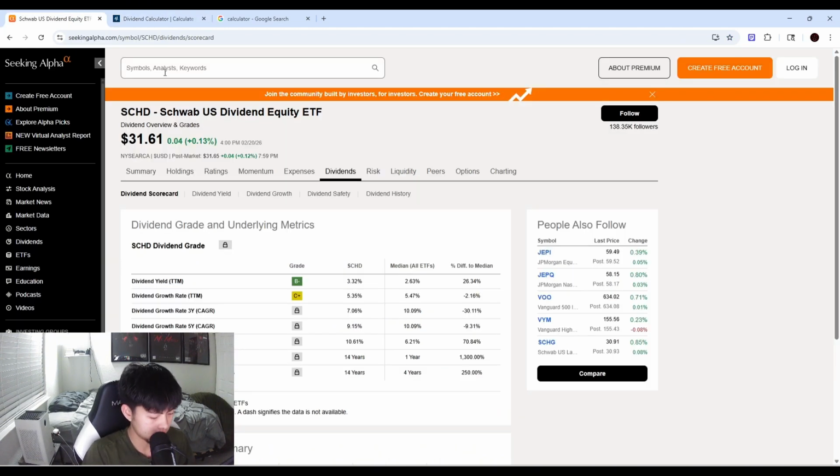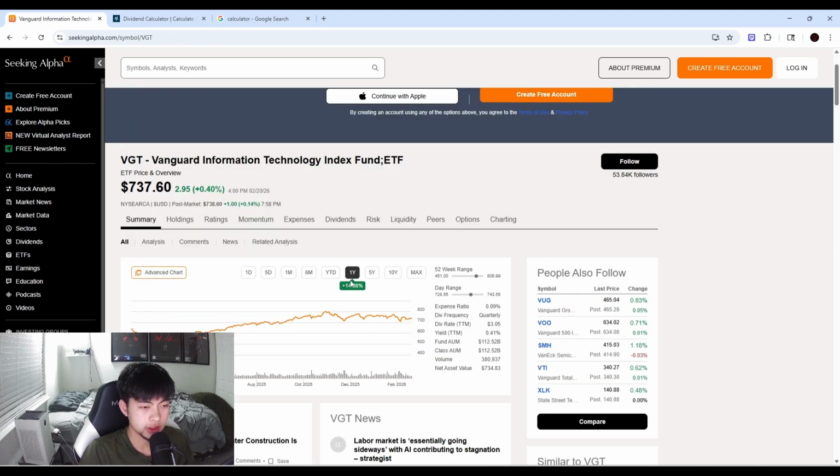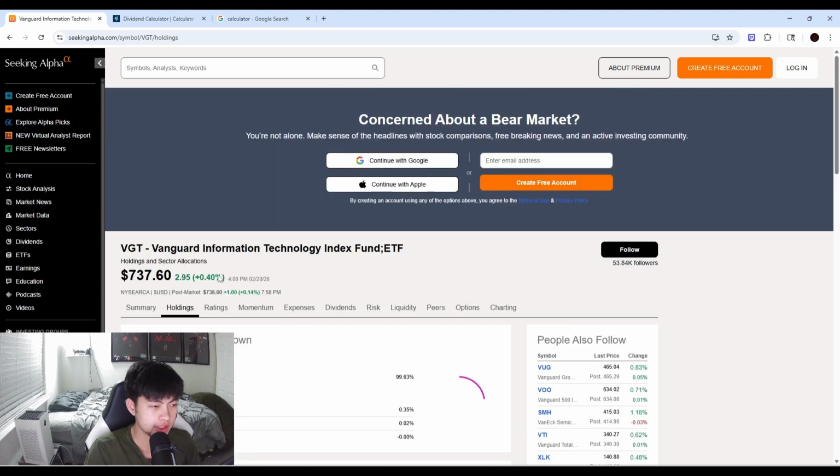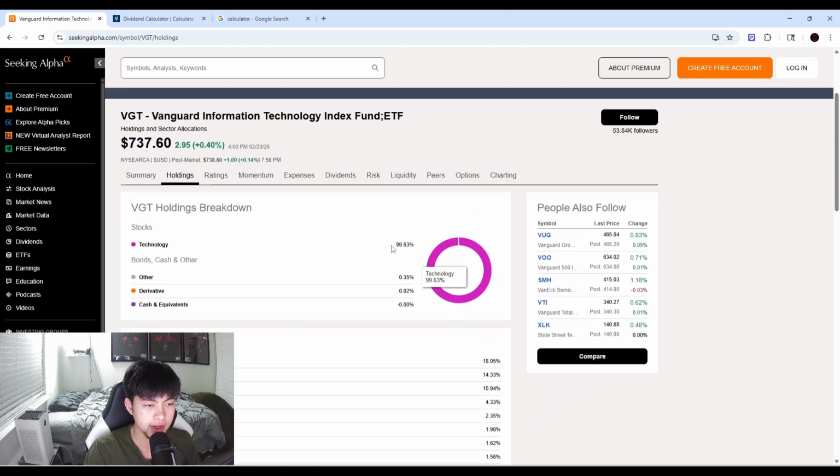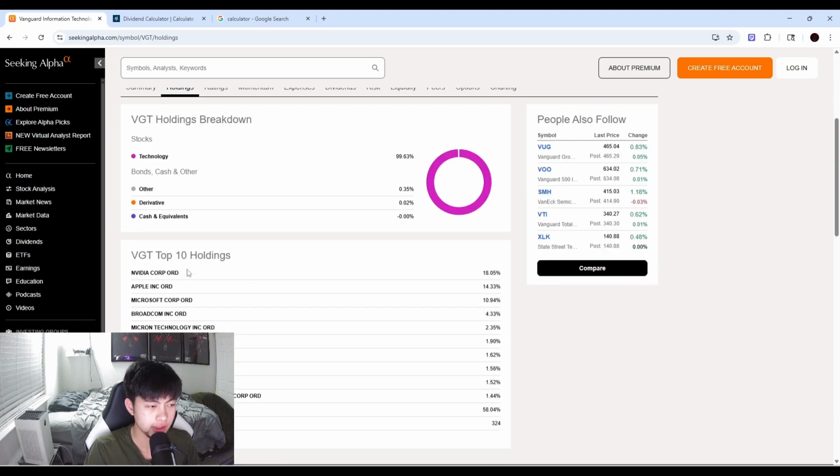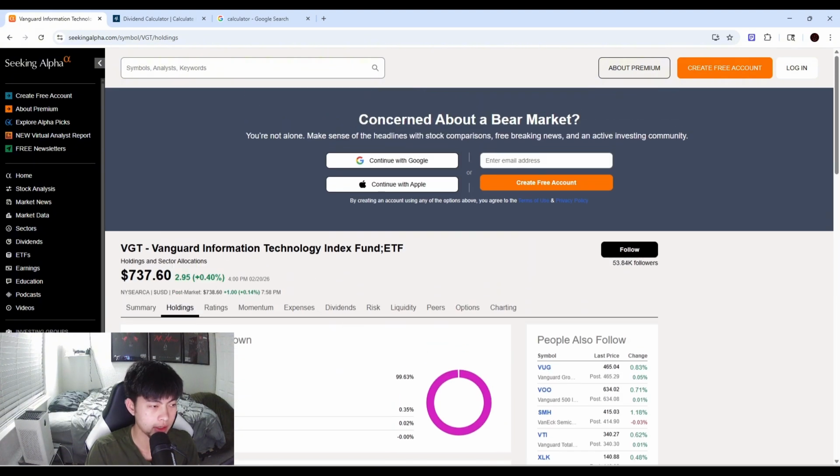Let's move on to VGT. So VGT is all about growth. This year, VGT is up about 15%. Let's take a look at their holdings. They hold 99% technology, and you can take a look at what they're holding right here. Nvidia, Apple, Microsoft, Broadcom. If you like any of these stocks right here, I recommend buying VGT.